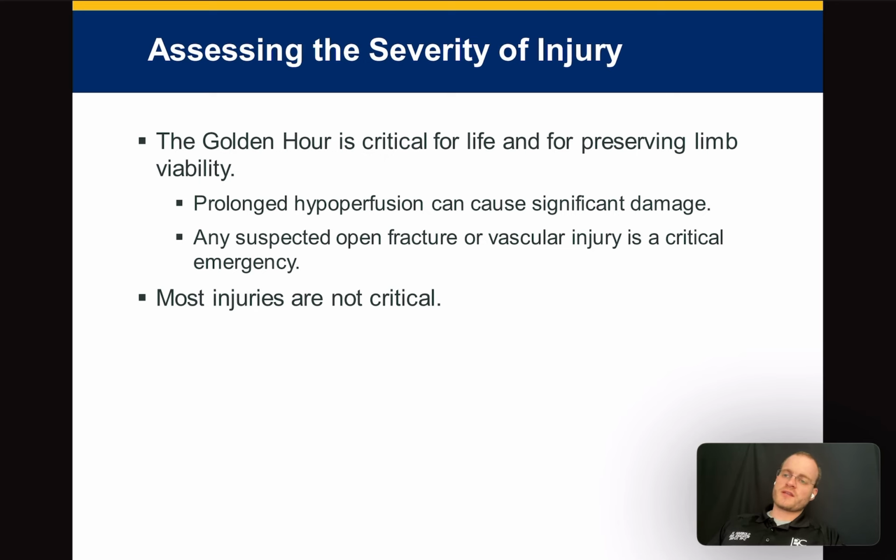And so any suspected open fracture or vascular injury is a critical emergency. And so remember, open fractures are always going to the OR. In a vascular injury, this is where we have to worry about the blood supply being compromised. And so maybe the area distal to the vascular injury is not being perfused, it's not getting blood. And so that area could become necrotic and die, okay? And or compartment syndrome, and or have nerve damage, right? So these are all things you have to think about.